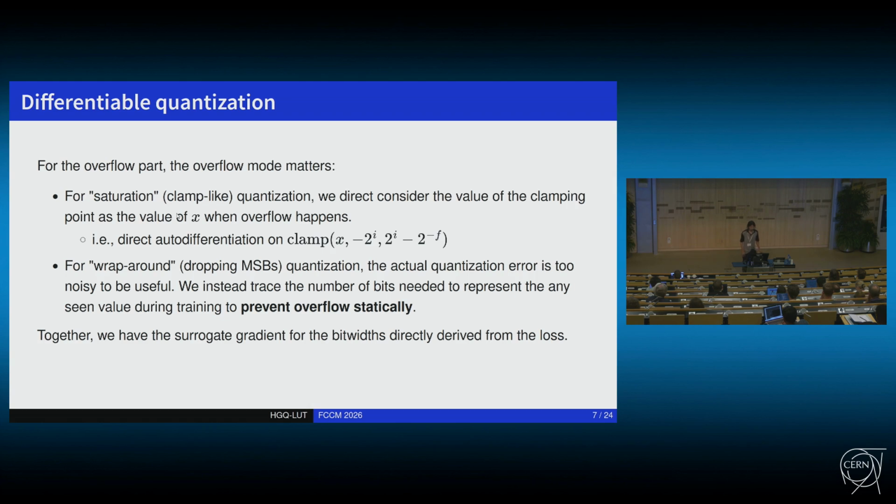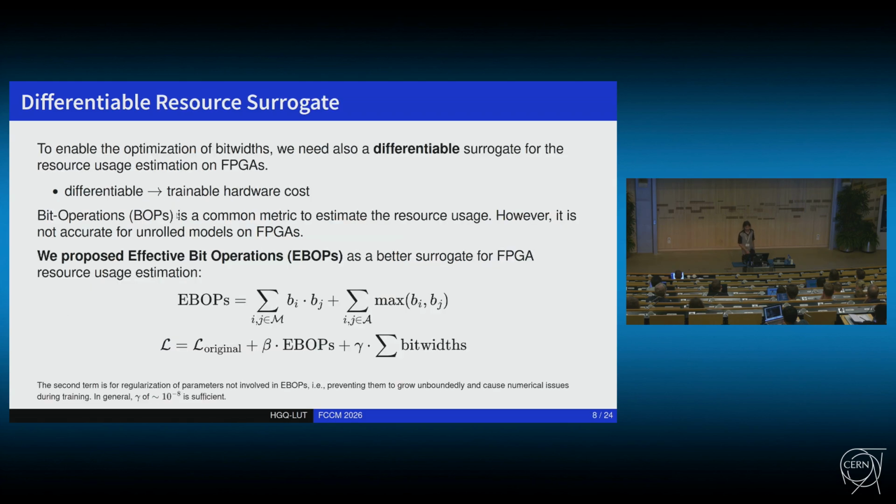And for the overflow part, we can have saturation or wraparound. Saturation is simple because clamping has a gradient, so we just put it in. For wraparound, we prevent the overflow statistically because that will usually corrupt the results directly. You can look at more details in the paper. And this one only pushes the bit width to infinity, and we need another term to push it down to 0 or make it resource aware.